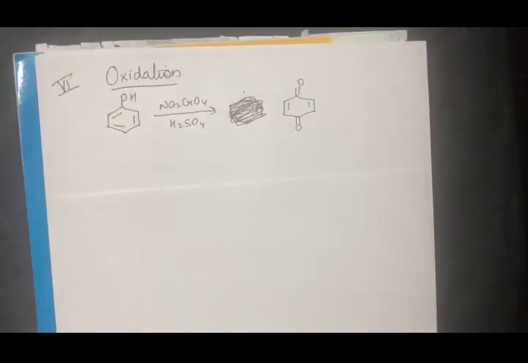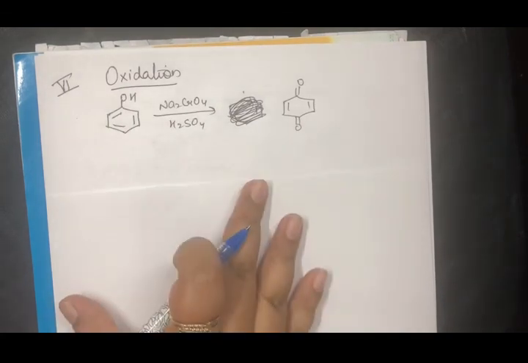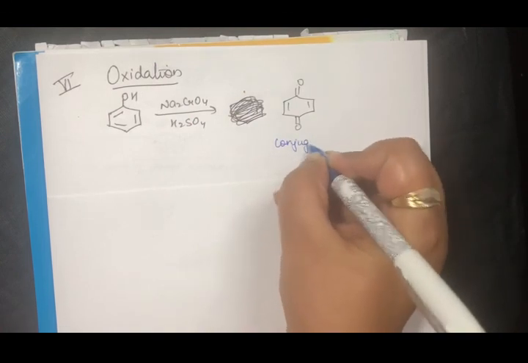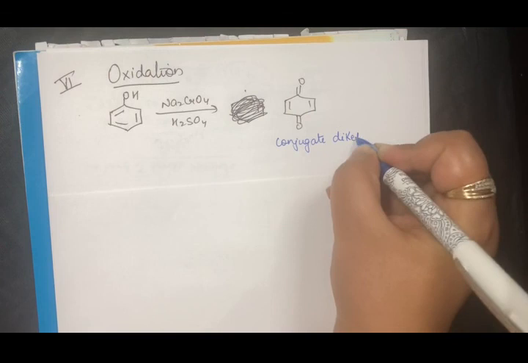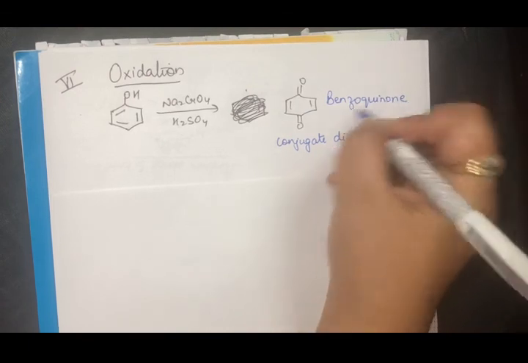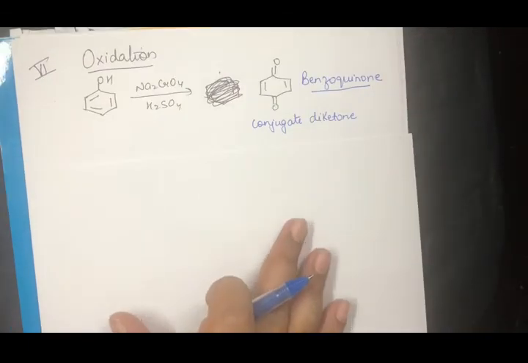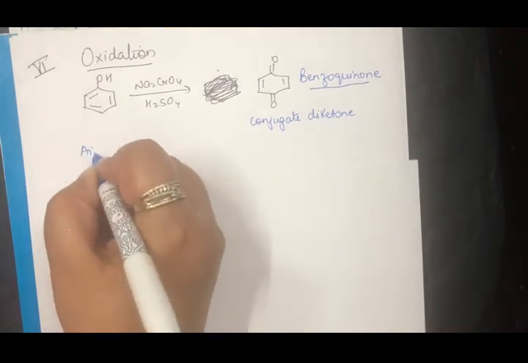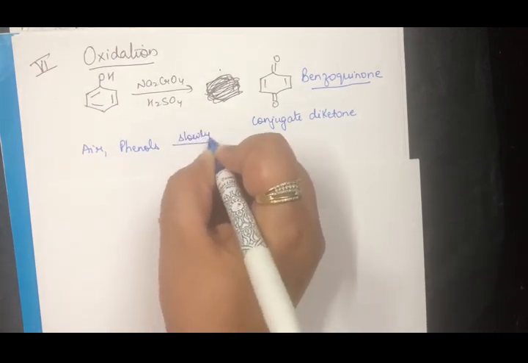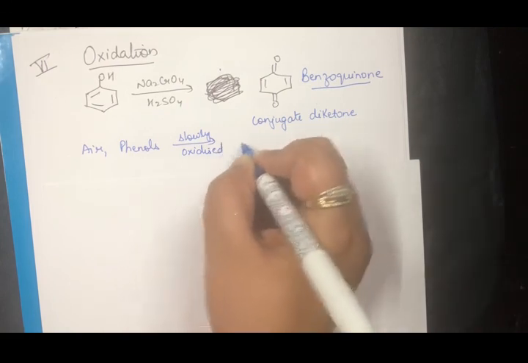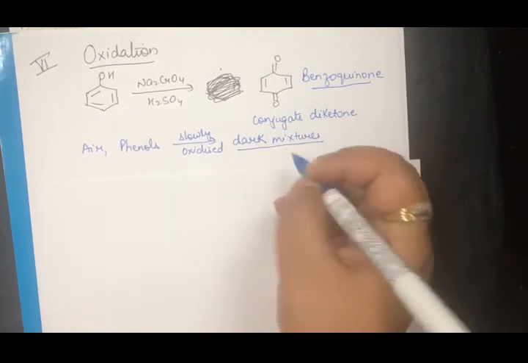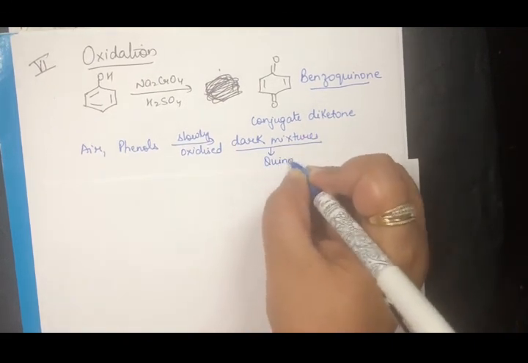Now the last reaction of phenol that we need to discuss is whenever you treat phenol with chromic acid, it gives you a conjugated diketone which is called benzoquinone. Also, in the presence of air, phenols slowly get oxidized to dark mixtures, and these dark mixtures contain quinones.